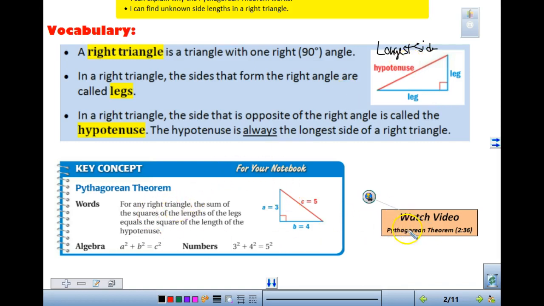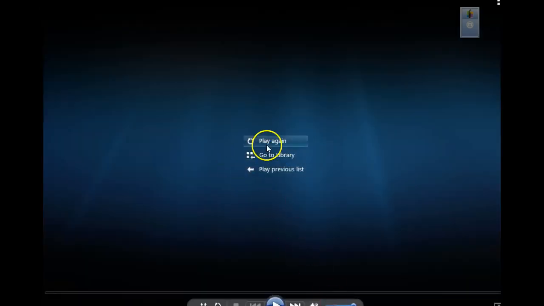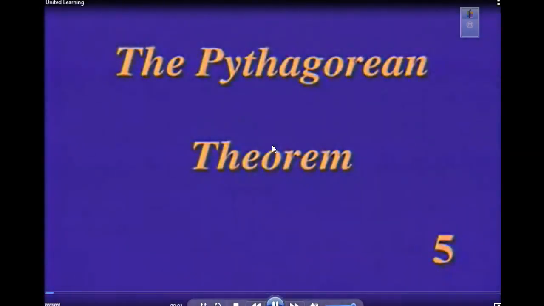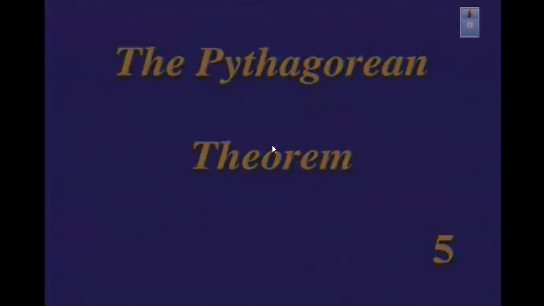We're going to watch this video and you'll see where they're explaining this. When we were talking about this in class, we said it's the square of leg a plus the square of side b is equal to the square of the hypotenuse. So, as you watch this video, have your notes out.